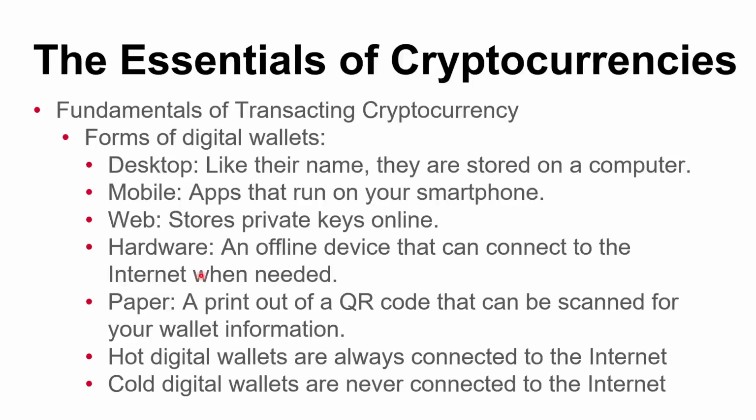You can have a hardware digital wallet, an offline device that can connect to the internet when needed. So it might be a USB key, it might be a USB device. You can also have a paper digital wallet. It's a printout of your QR code that can be scanned for your wallet information. Hot wallets are always connected to the internet. Cold digital wallets are never connected to the internet.